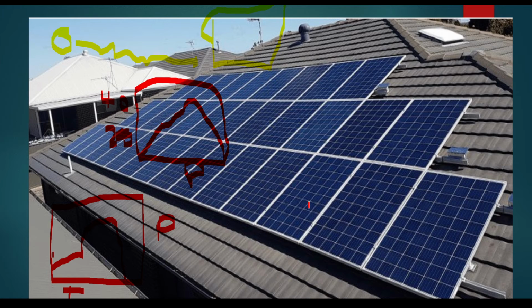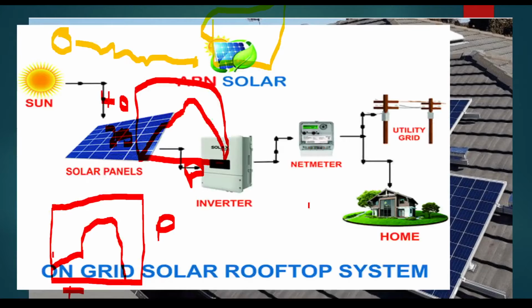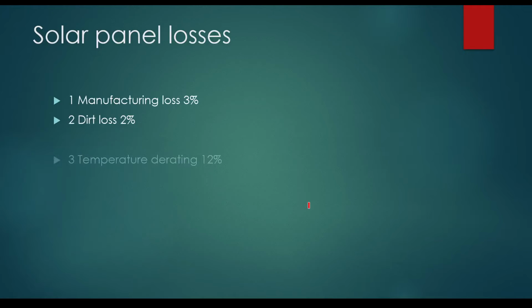But once the solar panel receives more temperature from the sun, a lot of solar panels become very hot. Think about your mobile phone: when it becomes too hot, sometimes it automatically shuts down because of the heat, guys. Same thing here with the temperature reading. It's very high, guys. Temperature derating is 12%, guys.